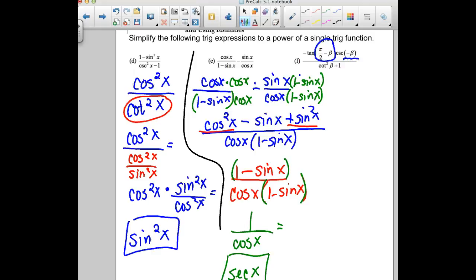Okay, so tangent of pi over 2 minus beta is equivalent to cotangent of beta. We have a negative in front of it, so we're going to have to keep that negative. We're going to have negative cotangent of beta. And then the cosecant of the opposite of beta is the same as negative cosecant of beta.